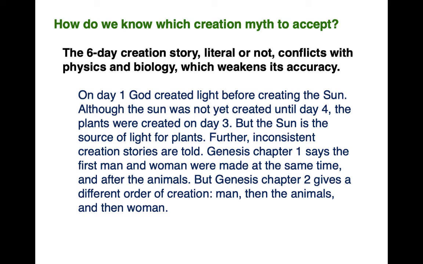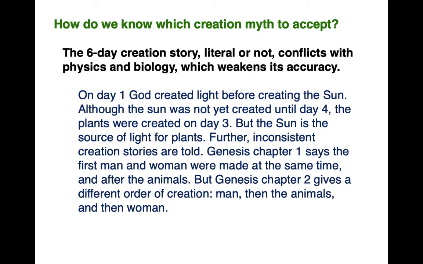For instance, on day 1, God creates light before creating the sun. Hold on, light comes from the sun, although the sun was not yet created until day 4. Now, the plants were created on day 3 before the sun. Now, you don't get green plants, you don't get photosynthesizing plants, without the sun. At least that's what modern biology says. The sun is the source of light for plants.